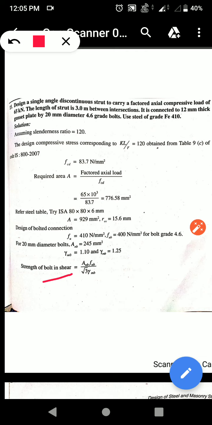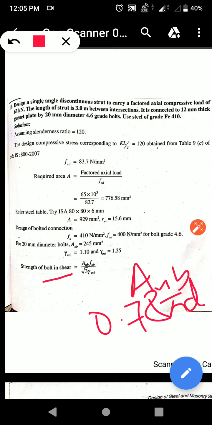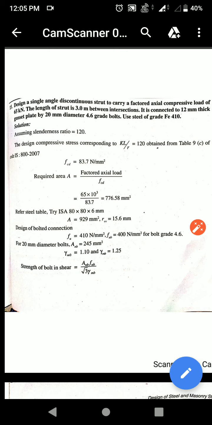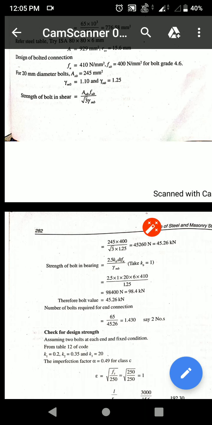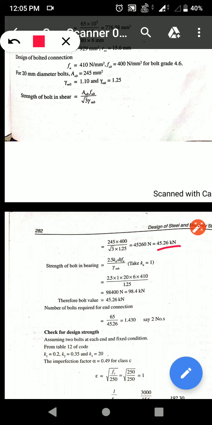245 mm square. For 0.78, so Anb will be 0.78 pi d square by 4. So this value will be 245. So strength of bolt in shear: Anb is 245 mm square, Fub is 400 and gamma mb is the partial safety factor 1.25. So after substitution we'll get the strength of bolt in shear as 45.26. This is the strength of bolt in shear.